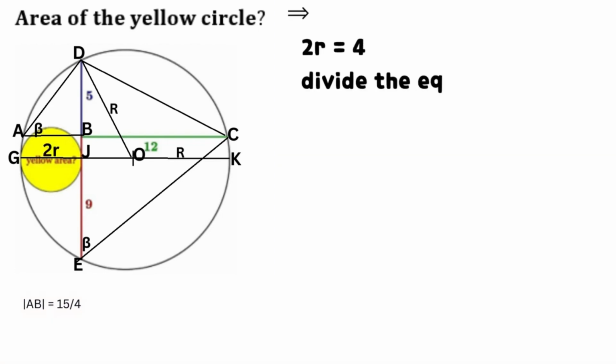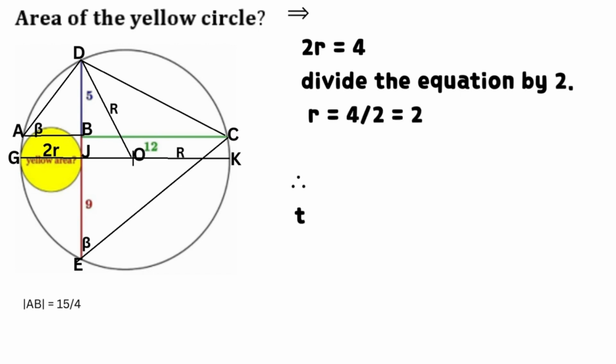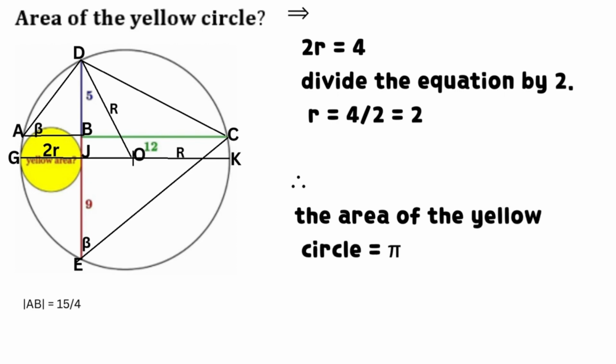It implies that 2 times r equals 4. Divide the equation by 2 and we have that r equals half of 4, which equals 2. Therefore, the area of the yellow circle equals the product of pi and the square of r, which equals 4 times pi in square units.